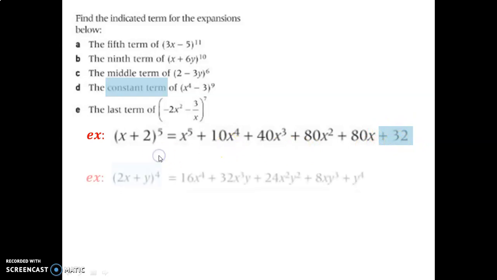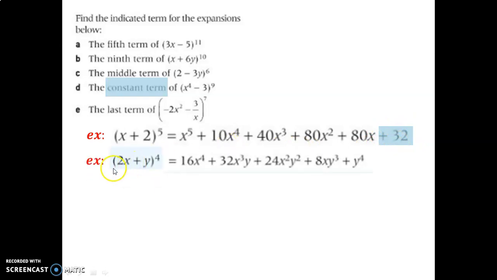Okay, let's look at an example where there would not be a constant term. Okay, we have this binomial here, 2x plus y to the fourth power. When that expands, we get these 5 terms. Notice every term has a variable. And the reason for that is because the a component has a variable and the b component has a variable as well. So if they both have variables, when you expand it all, every term will end up with a variable. So that kind of expansion cannot have a constant term.